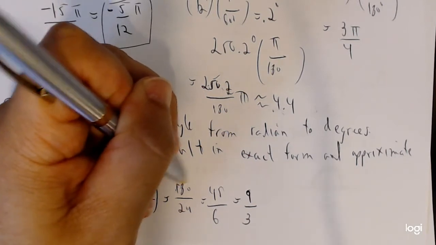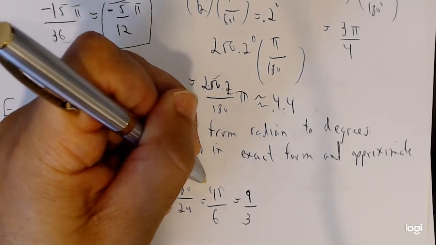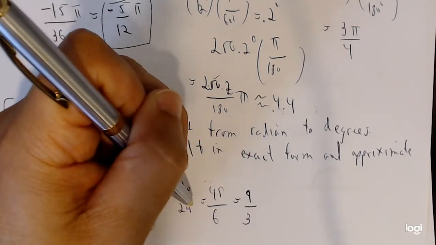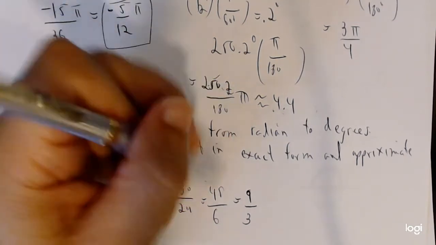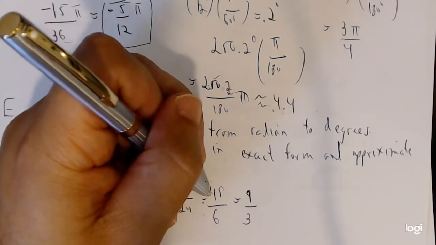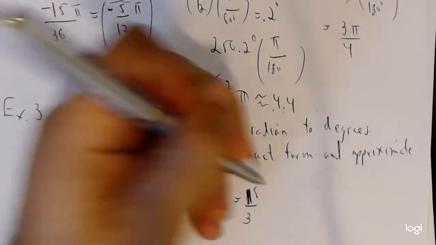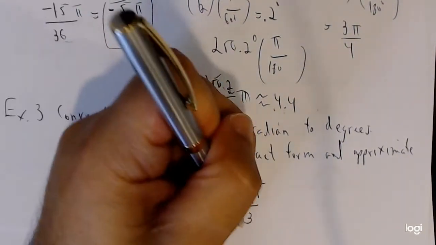180 divided by 4 is 45, 24 divided by 4 is 6. That's correct. The problem was 15, not 9. 15 over 3. Okay, so that's what it is.